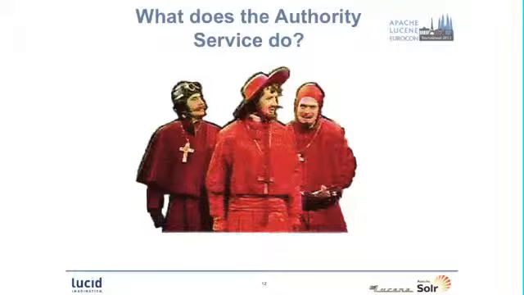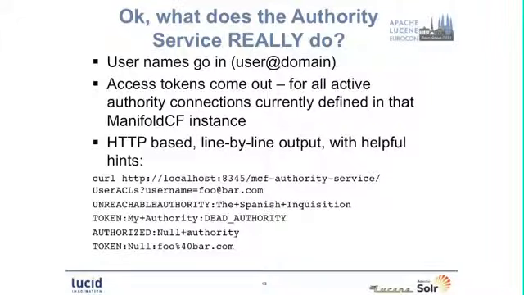So it basically does the document's access tokens as well. And what does the authority service do? Well, these guys, they get on buses and they go to places and they say nobody expects the Spanish Inquisition. But what does it really do?